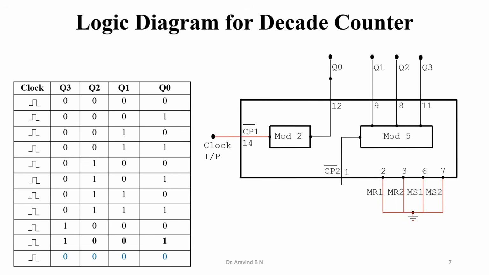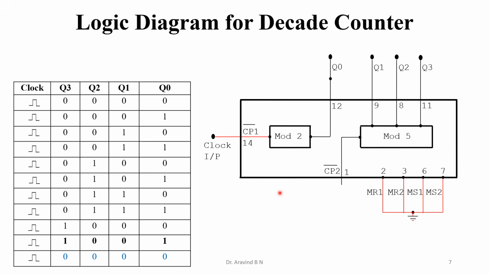Now let us get into the complete counting operation, that is the decade counter. This is the truth table for the decade counter. It starts from 0000, then sequentially 1, 2, 3, 4 like that. This is the last count value, 1001, and then if we continue applying the clock pulse, it will become 0, and this cycle will keep repeating.